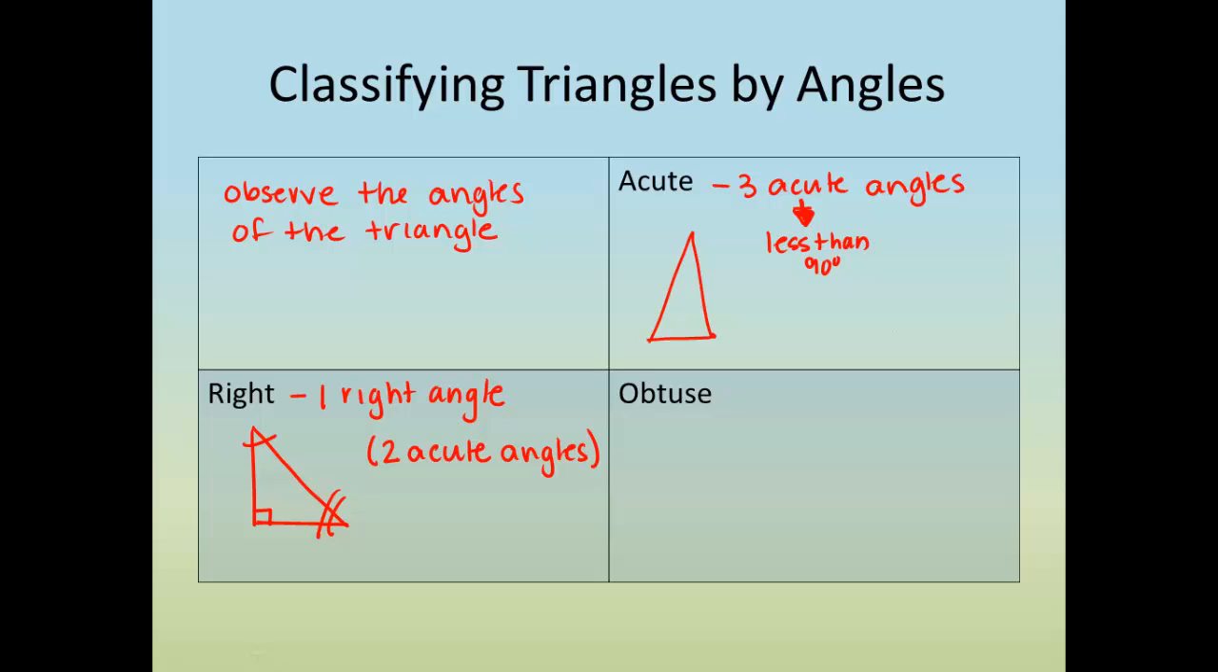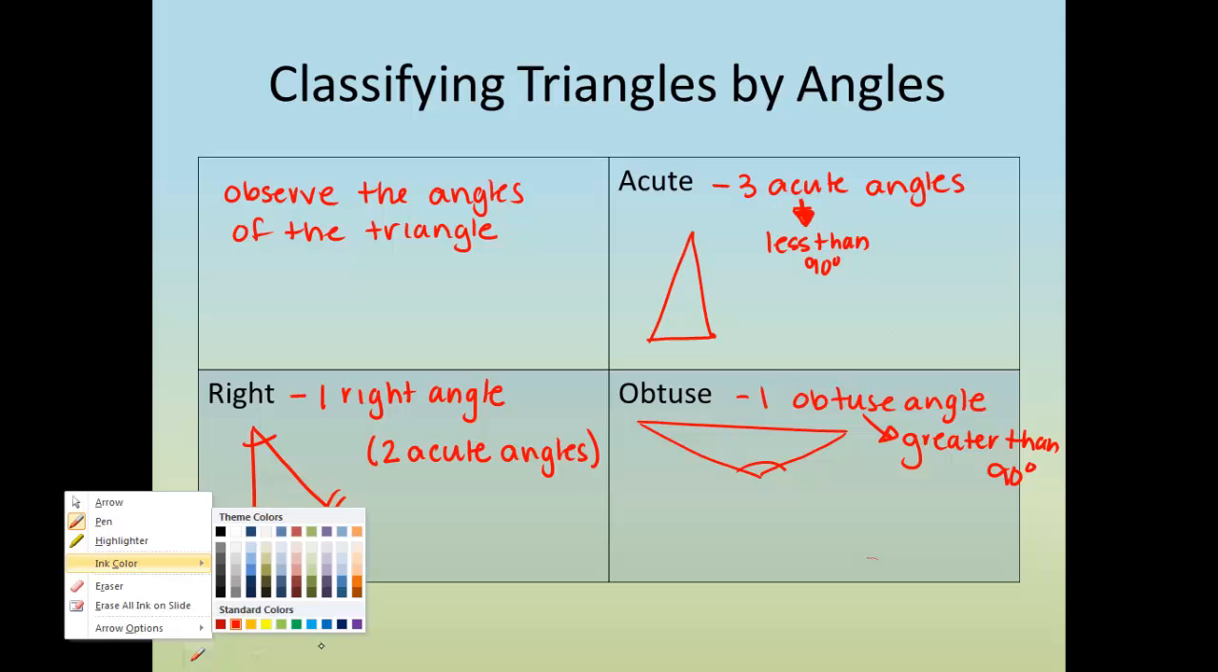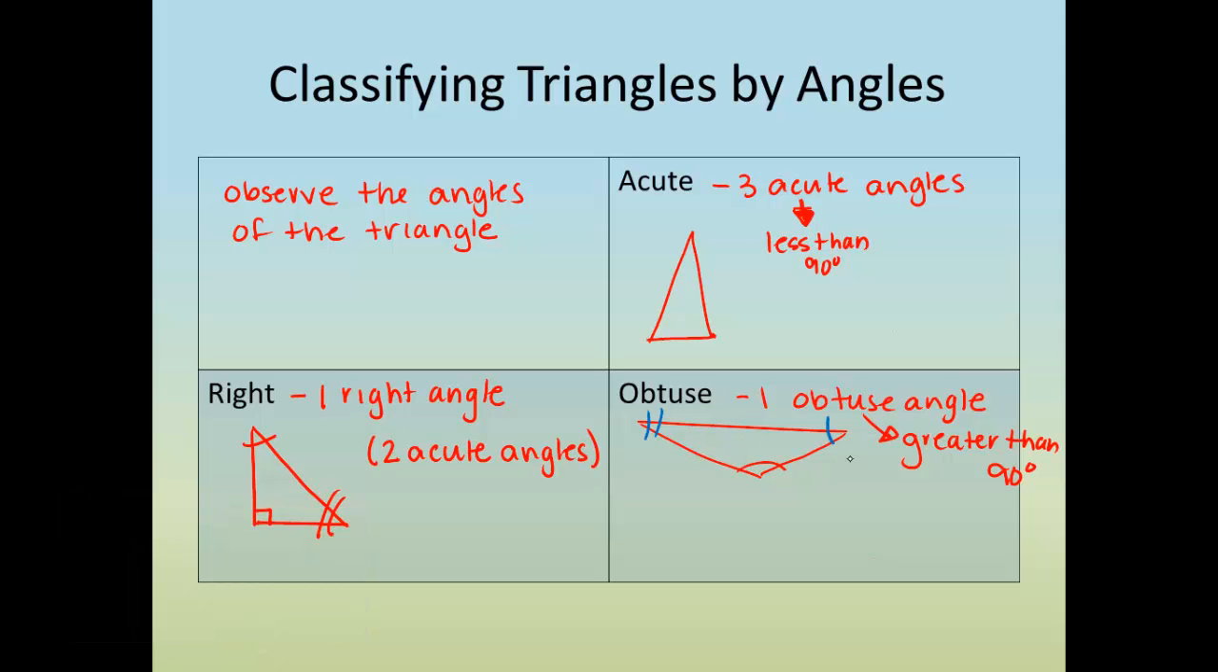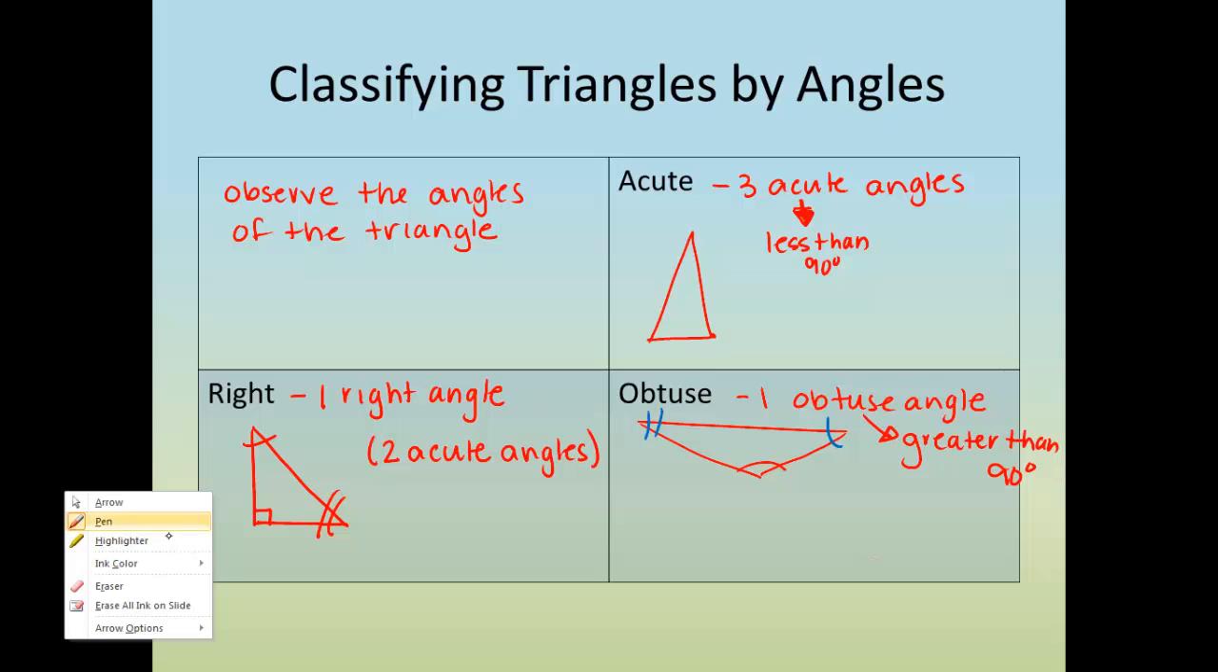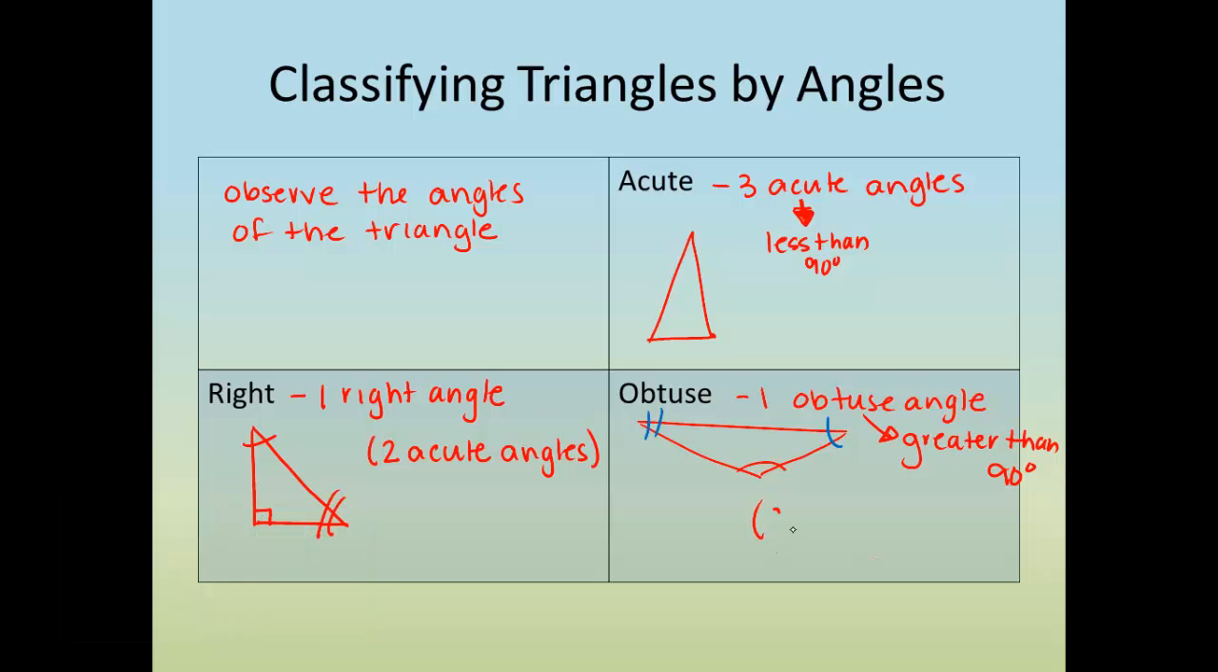And the last classification is obtuse triangles. And an obtuse triangle will have one obtuse angle. And we know that obtuse means that our measure is greater than 90 degrees. It's also seen that the other two angles are acute angles.